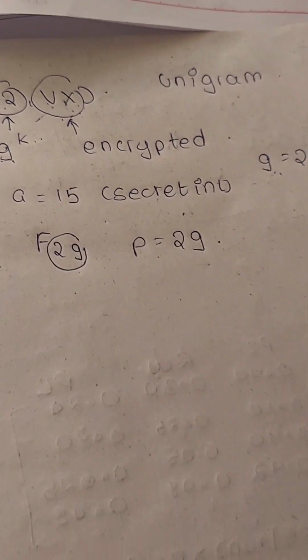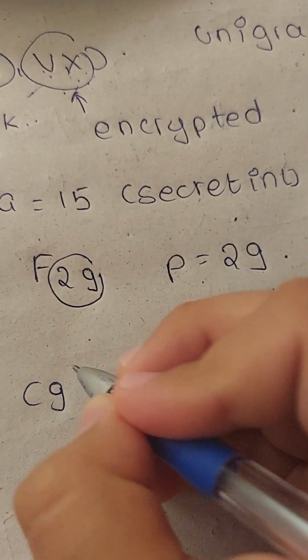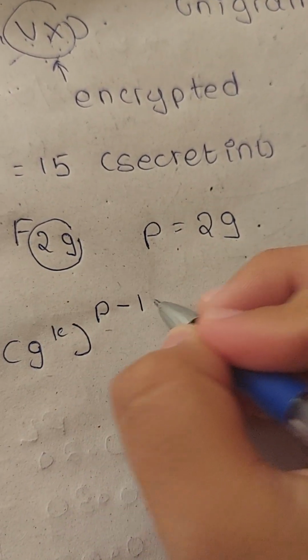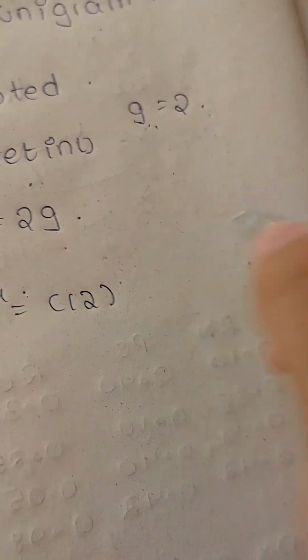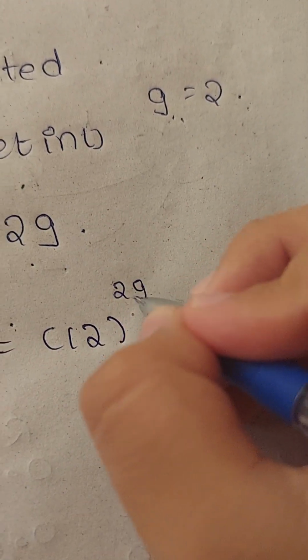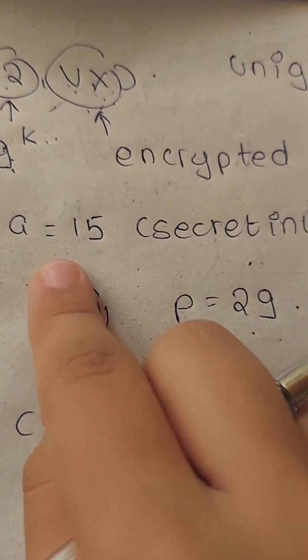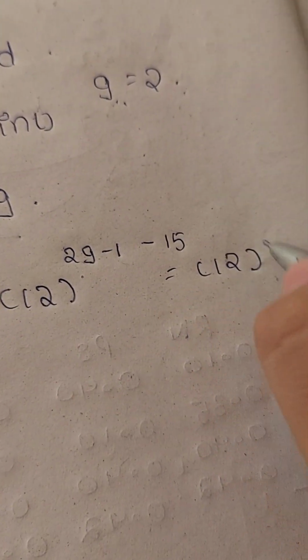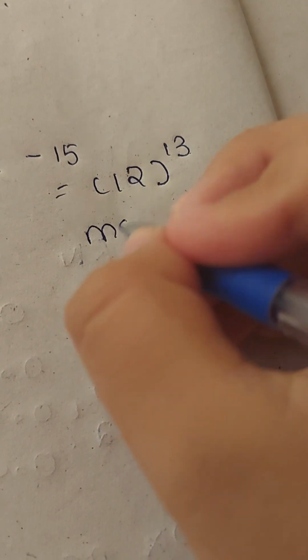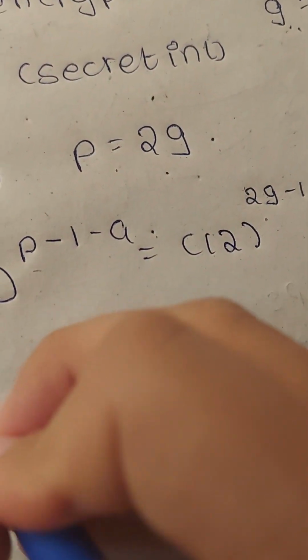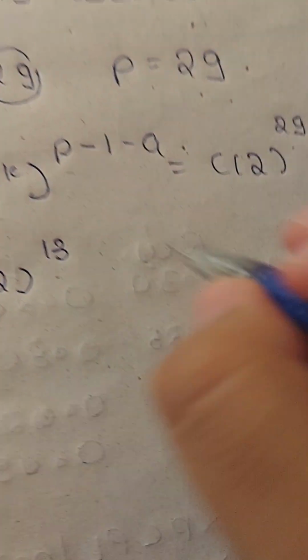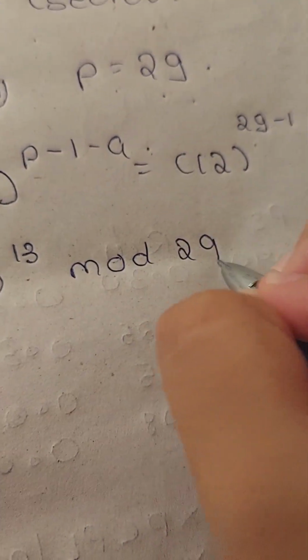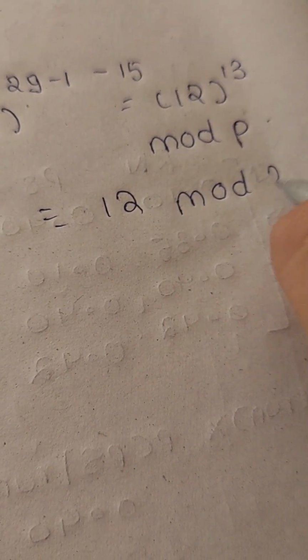So what we do is, first we find g to the power k, to the power p minus 1 minus a. So g to the power k is 12, to the power p, which is 29, minus 1 minus a. a is 15, so minus 15. It becomes 12 to the power 13, and we find its mod with respect to p. So we find 12 to the power 13 mod 29, which comes out to be 12 only. So it is congruent to 12 mod 29.